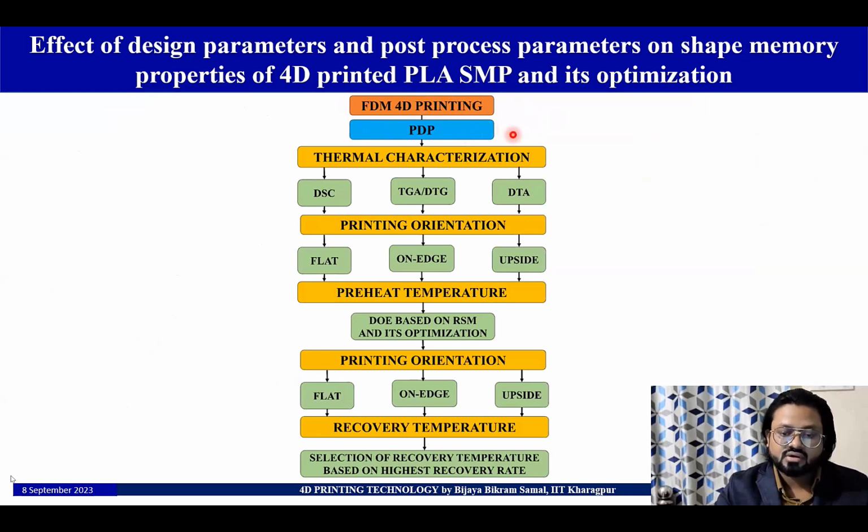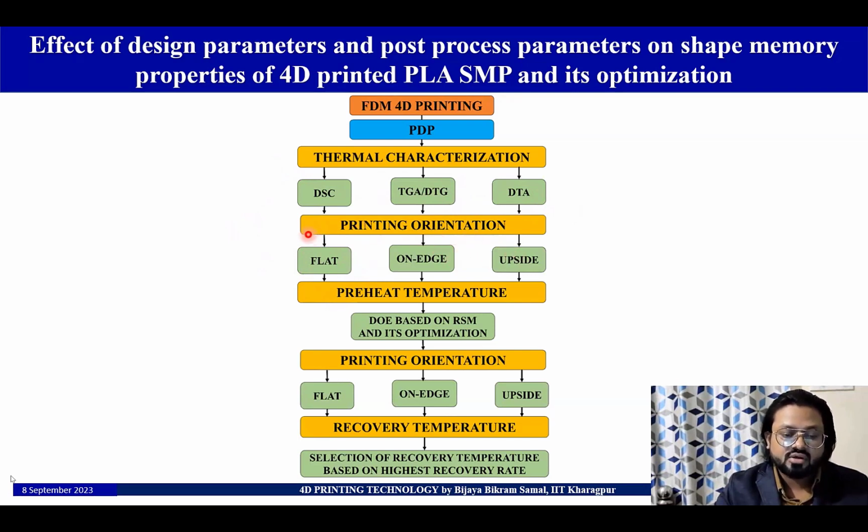from both the methods of programming, I am using the programming during printing. And then we are going for a thermal characterization method, where we are considering different methods like DSC, that is differential scanning calorimetry, TGA, thermogravimetric analysis, DTA, that is differential thermal analysis. So by using these techniques, we can find some of the ranges of temperature like glass transition temperature, crystallization temperature, melting temperature, degradation temperature, and we can go for this design parameter, where in the design parameter we are also considering the flat, on edge, and upright.